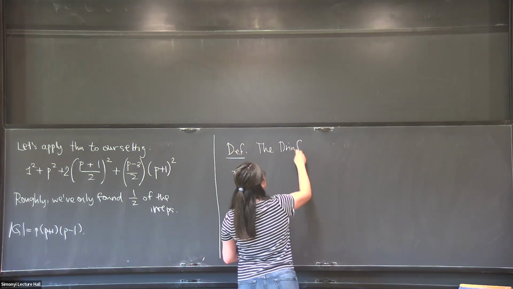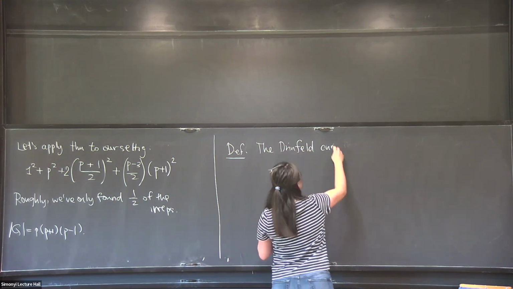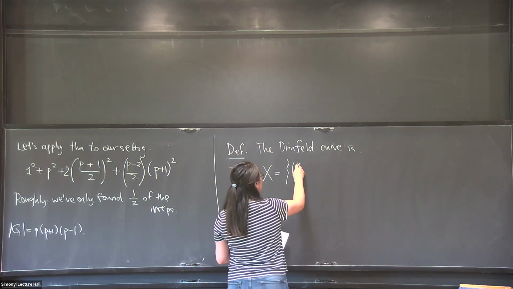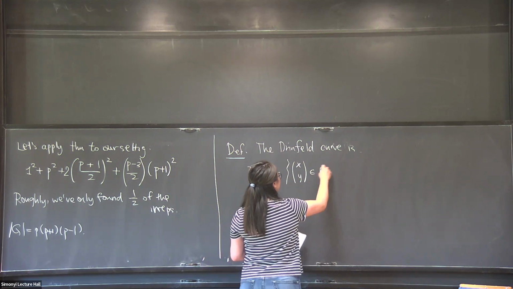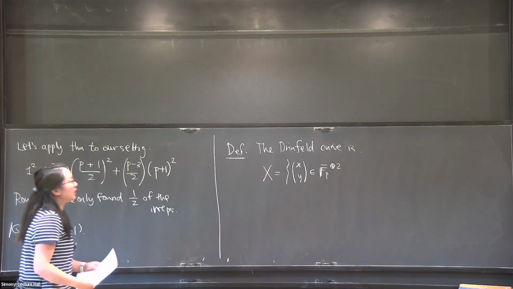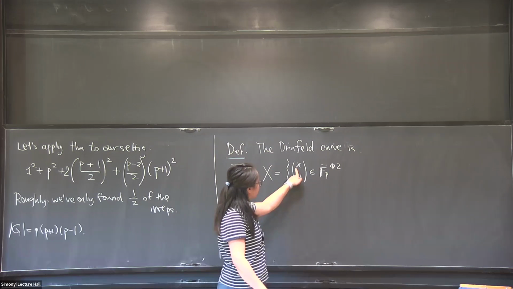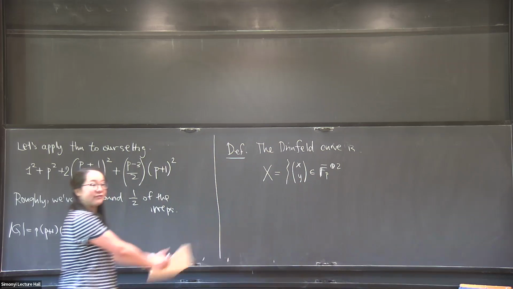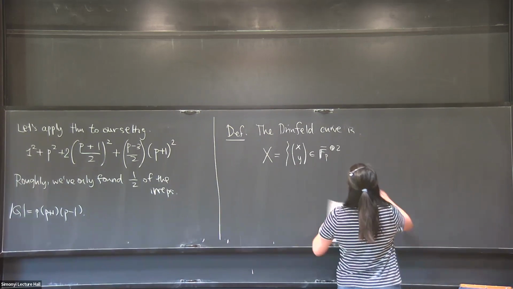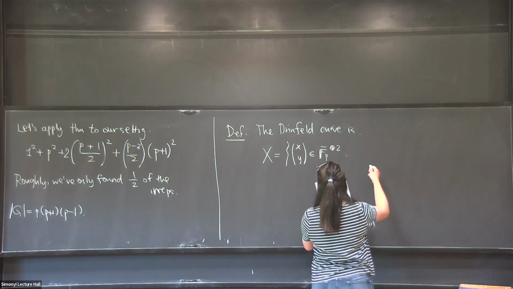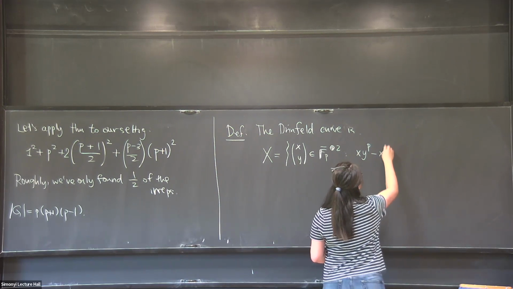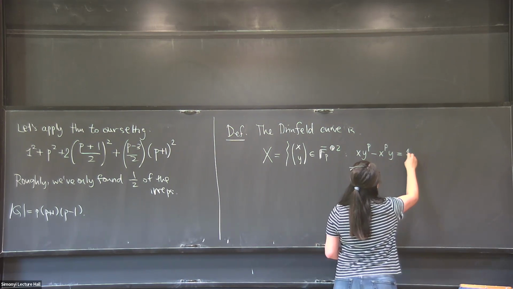The Drinfeld curve is the following thing. It's all points in F_p bar, 2-dimensional vector space over F_p bar. So X is in F_p bar and Y is in F_p bar. This is an infinite dimensional thing. This is the algebraic closure of F_p, such that the following equation holds: x y to the p minus x to the p y is equal to 1.